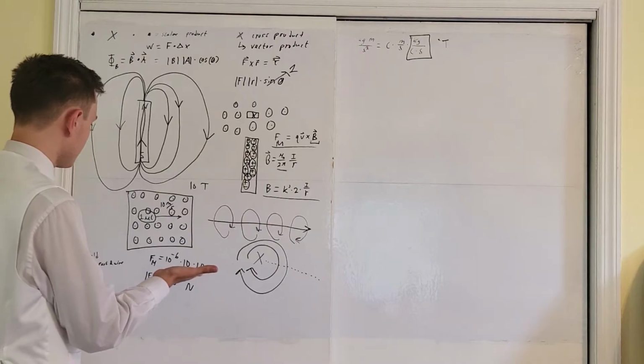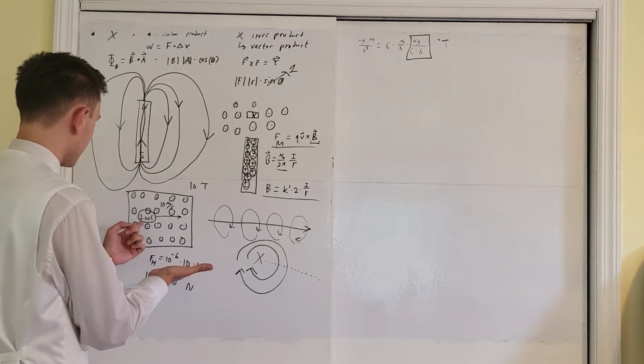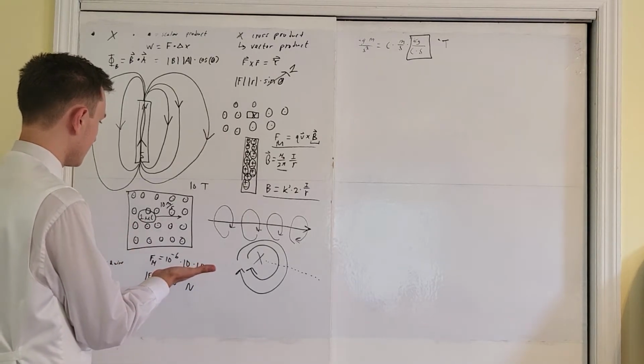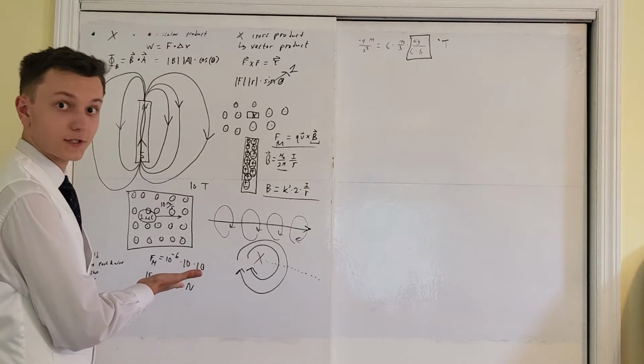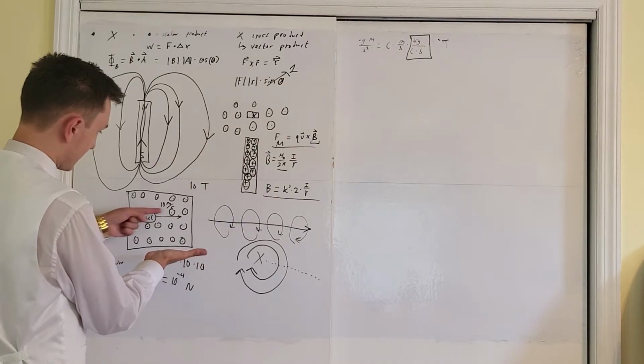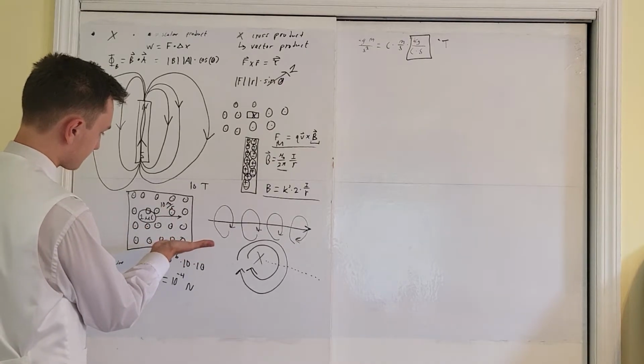Hey, Meek, I don't see any current flowing here. This is just a charged particle with a velocity. Yeah, that's the definition of current. Charges moving. So my current is in this direction.